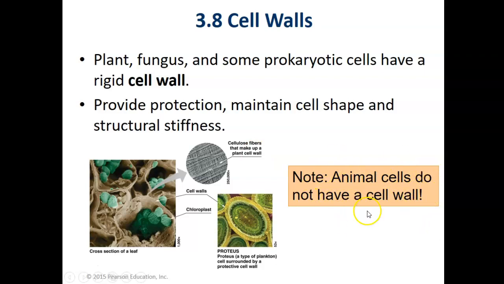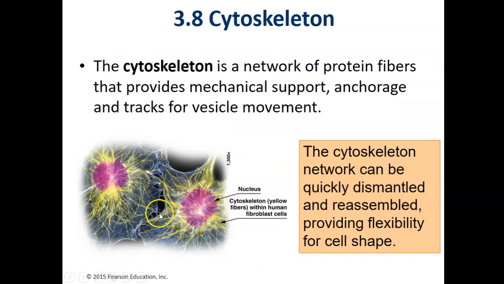Animal cells do not have a cell wall. The cell has certain shape. This is due to the structure of cytoskeleton. Cytoskeleton is a network of protein fibers that provides mechanical support, anchor, and tracks for vessel movement. Cytoskeleton network can be quickly dismantled and reassembled. That characteristic will provide the flexibility for the cell shape.